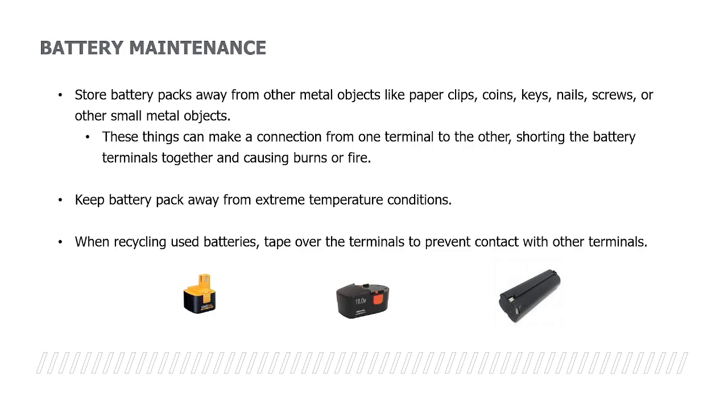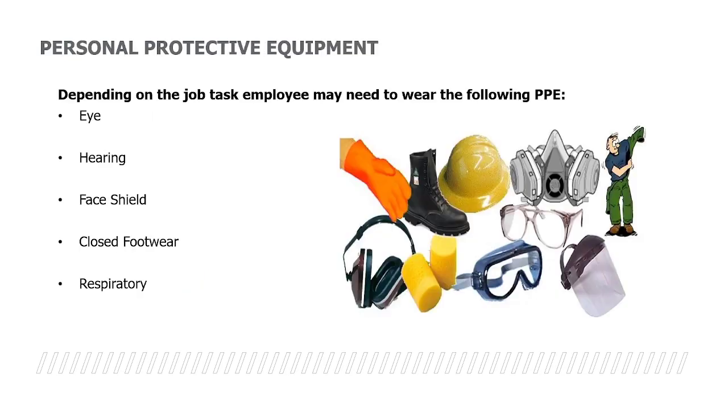When recycling these batteries, tape over the terminals to prevent contact with other terminals. Once again, if these batteries do have to be disposed of, get some tape and wrap around the contacts of the battery itself. That way, when you put them into a box, they do not come in contact with another battery that may be in there, and the positive and negative come together. And once again, it's going to do what? Create a spark, and it's going to cause a fire to occur in that particular location.